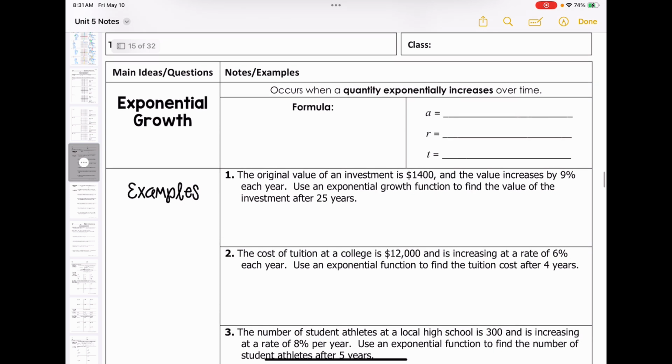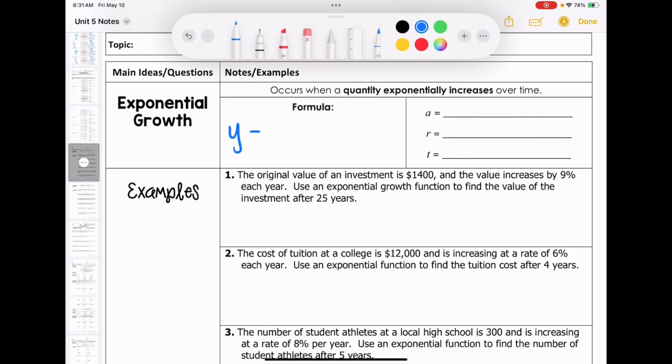So the formula is y equals a, parentheses, 1 plus r to the t power. All right, a stands for the initial amount. R stands for the growth rate. And t stands for time. All right, so we're going to be using this formula to do these examples, and you are going to need a calculator because once we plug it into the formula, you're just going to simply type it in your calculator, press enter, and it's going to give you an answer.